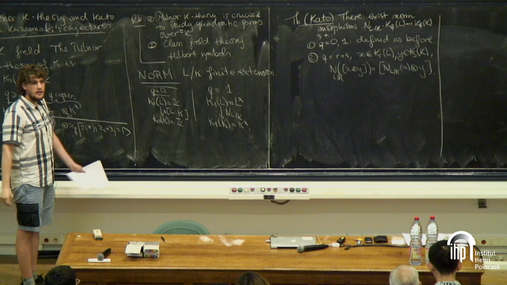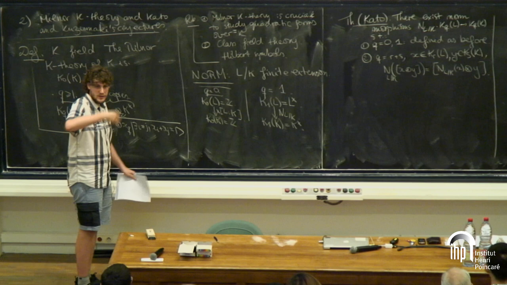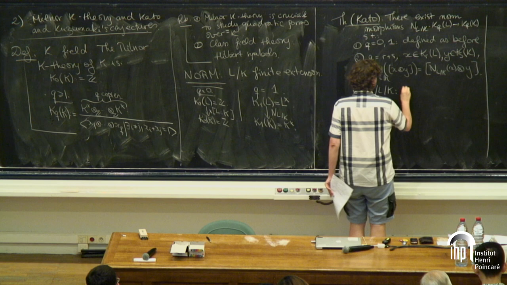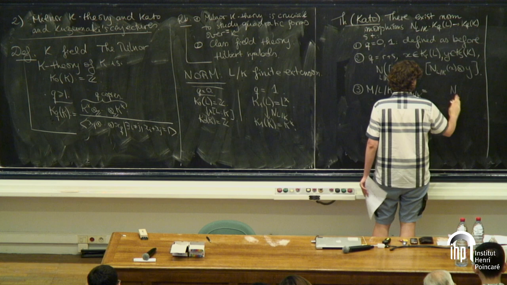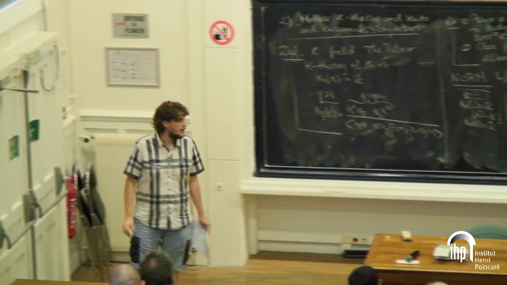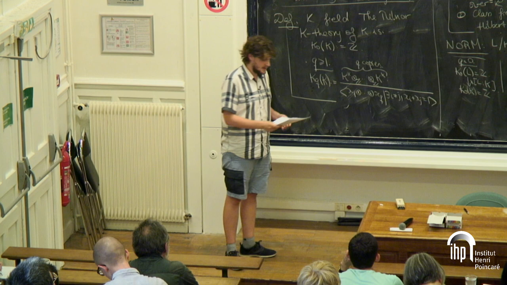OK, and finally, this norm morphism should have the usual property of compatibility with respect to towers of extensions. So we want that if M over L over K is a tower of finite extensions, then the norm from M to K should be computed by computing first the norm from M to L, and then from L to K. OK, so that's everything we will need about Milnor K theory. And now I can introduce the objects that appear in this conjecture of Kato and Kuzumaki.